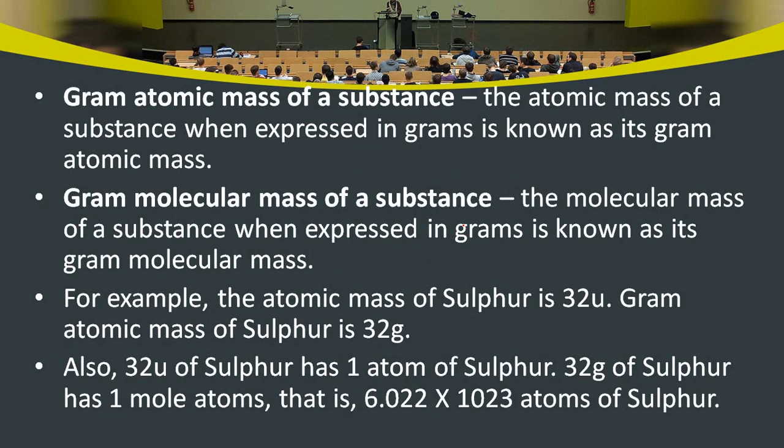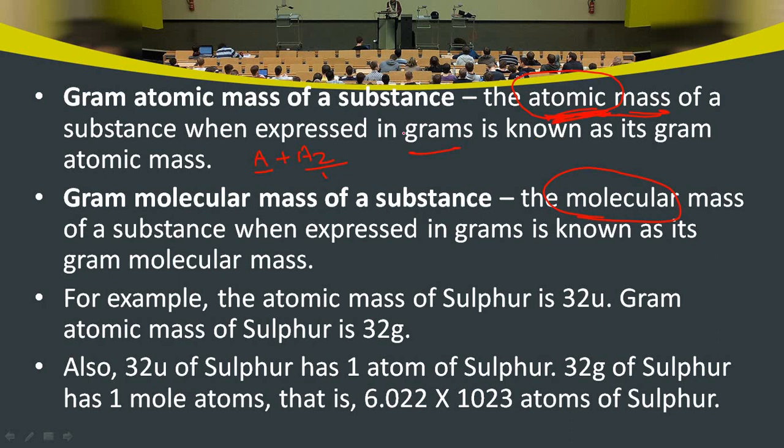Similarly, two, three terms are often used, and you get confused every time. Gram atomic mass and gram molecular mass. So don't worry about this. Gram atomic mass is nothing but the atomic mass of a substance expressed in gram. I am saying that the atomic mass of any substance expressed in gram is called gram atomic mass. And I have already told you, A is atom and A2 is molecule. So if the molecular mass of any substance is expressed in gram, it is called gram molecular mass.